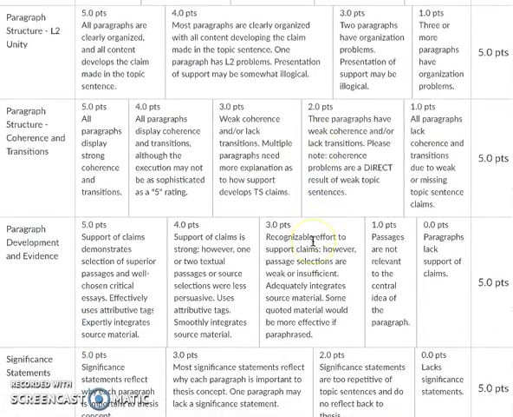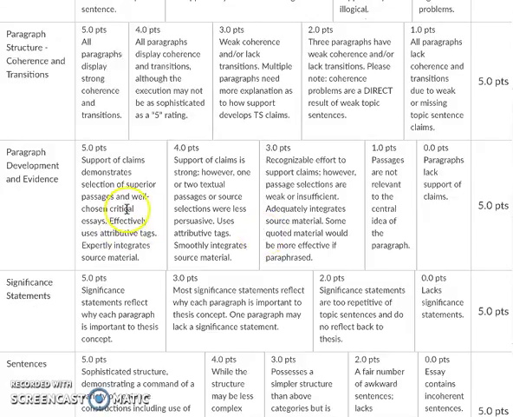Okay, development and evidence. So what I'm looking for here is that you've selected strong sources, and the passages that you've actually put into your essays have a real kind of striking component to them that really proves the claim. When you're going down the scale here, you might have some that maybe aren't as persuasive. Some of the passages maybe aren't persuasive. You might have weak selections here.